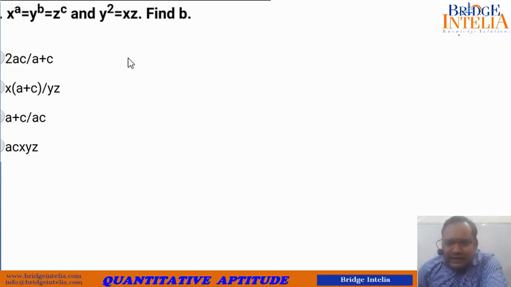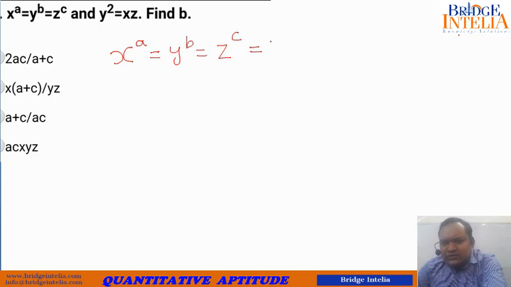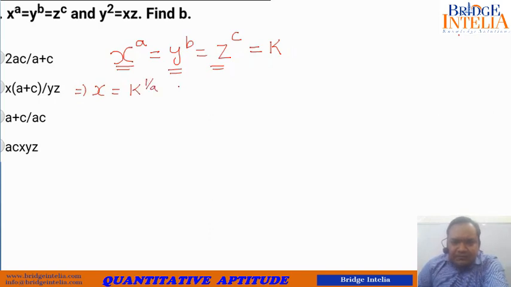Whenever you see these kinds of questions, equate it with some other variable. x to the power a is equal to y to the power b is equal to z to the power c. This is given to us. Simply equate these to some other variable and try to express all the base variables in terms of that variable you have just introduced, this k. I have equated all three exponents to another variable k. So from here I would conclude that x can be written as k to the power 1 upon a.